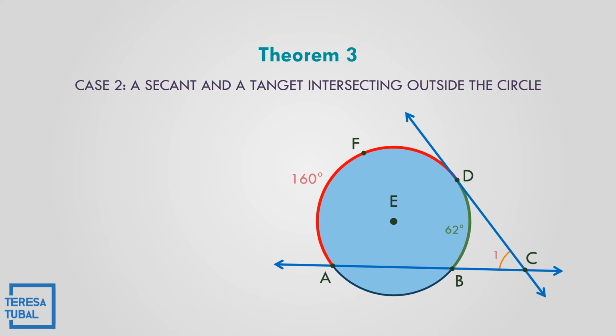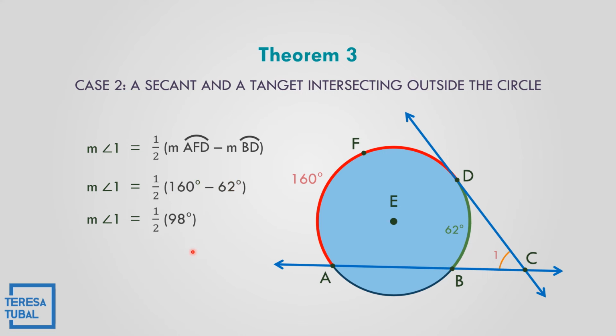If we apply, it is the same as case number 1. The arc AFD is equal to 160 degrees and the measure of the arc BD is equal to 62 degrees. So let us find the angle 1, or the angle DCA. The measure of the angle 1 is equal to 1/2 times 160 degrees minus 62 degrees. 160 degrees minus 62 degrees is equal to 98 degrees. 1/2 times 98 degrees is equal to 49 degrees. So the measure of the angle 1 is equal to 49 degrees.